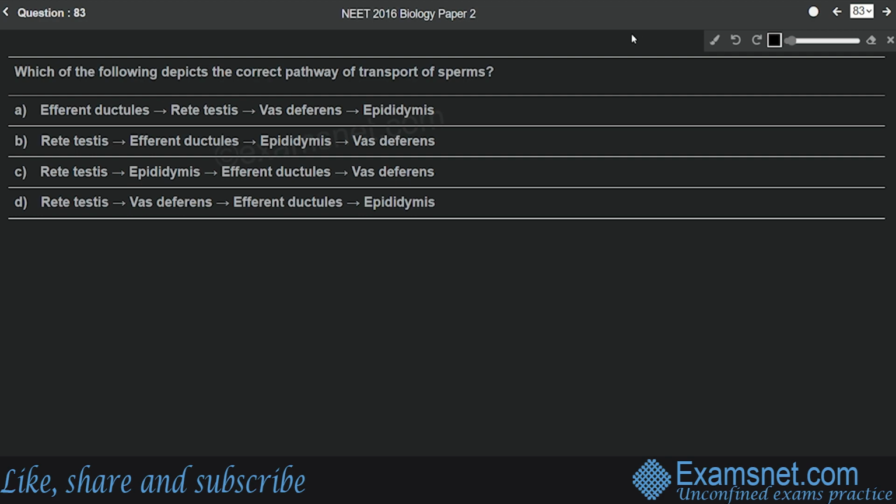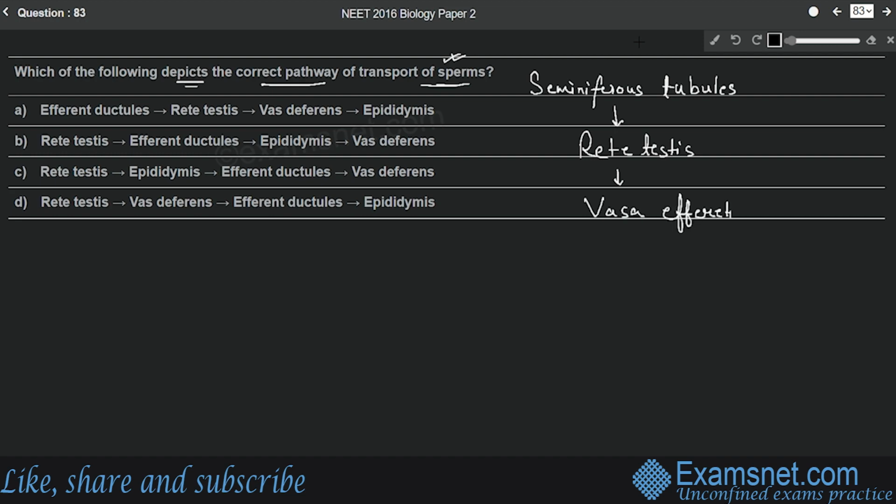Question number 83 is from the chapter Human Reproduction, and the question is, which of the following depicts the correct pathway of transport of sperms? We know that the sperms are produced in the seminiferous tubules of the testis. After that, these are transferred to the network of ducts known as rete testis. After this, they transfer into the duct known as vasa efferentia, also known as efferent ductules.